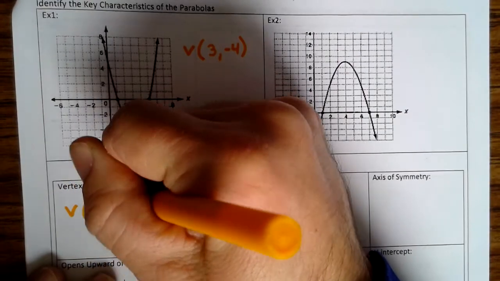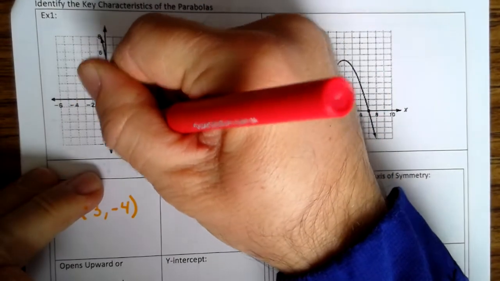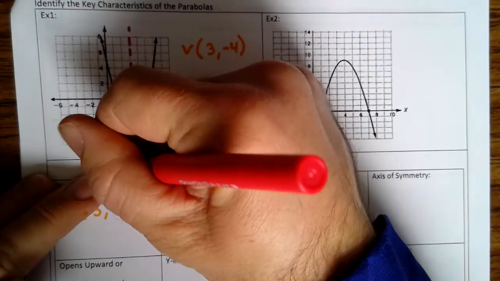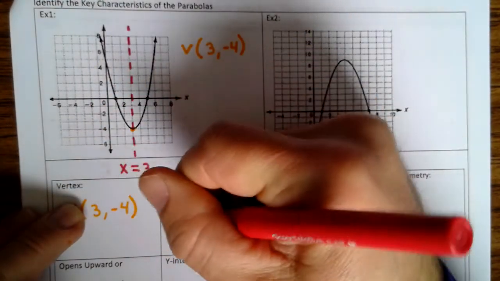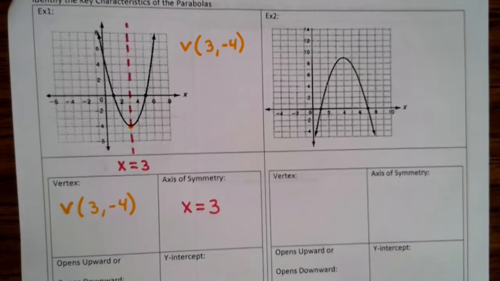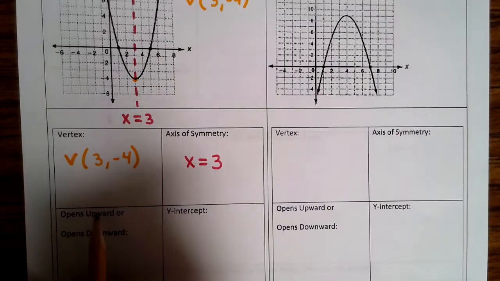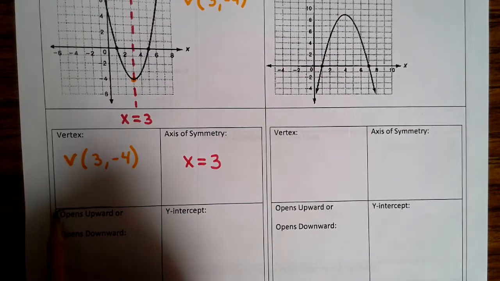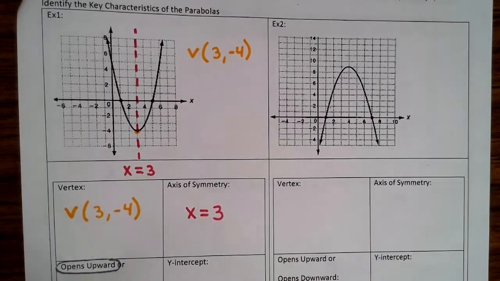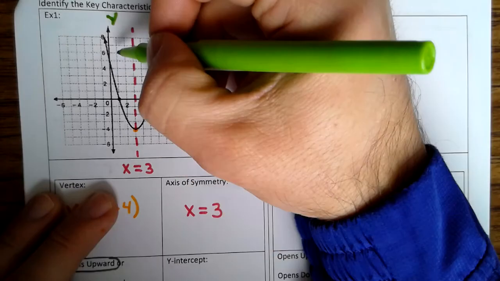Now, the axis of symmetry is right here, and it's x equals 3. All right, now it says opens upward or downward. Real simple. It opens upwards. The y-intercept is where it crosses the y-axis right here. So it looks like it is 0, 5.